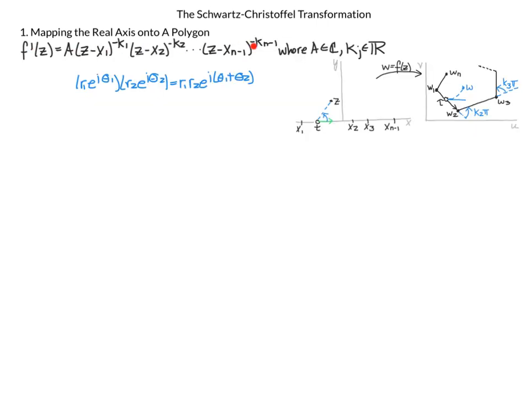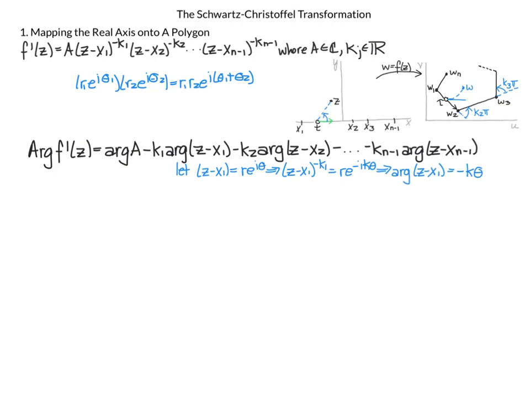I've put my formula for f prime of z up here. Now, just as we had this rule here that said when we multiplied two complex numbers, our arguments add, here we have n complex numbers, the x1, x2 up to xn minus 1. A is also a complex number. So n complex numbers. So when we take the argument of f prime of z, we're going to add the n arguments. So the argument of a1, the argument of this factor here.